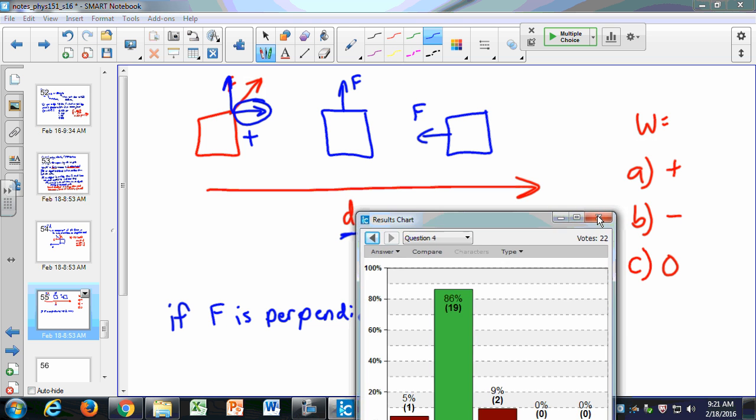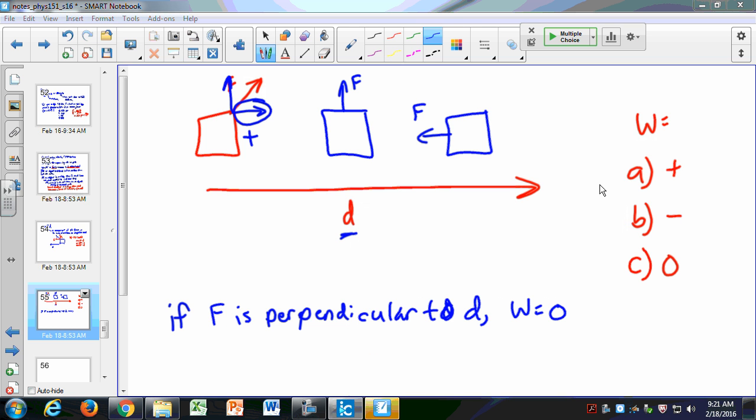Okay, good. B is the right answer. That is negative work. So if F and D are in opposite directions, I have negative work.